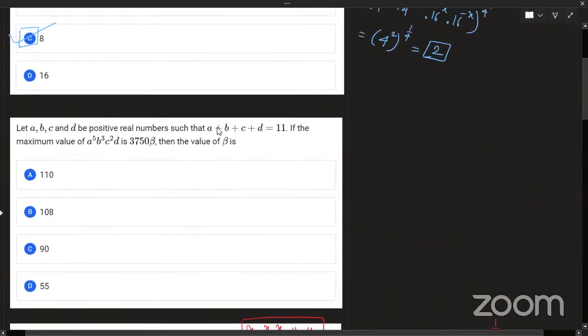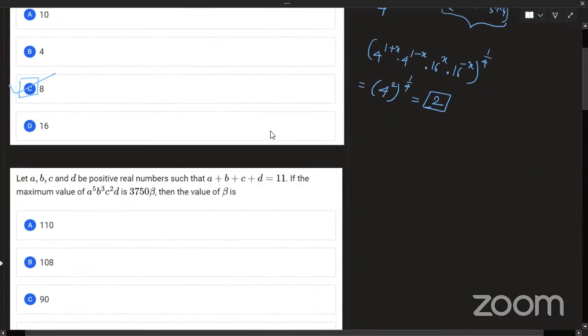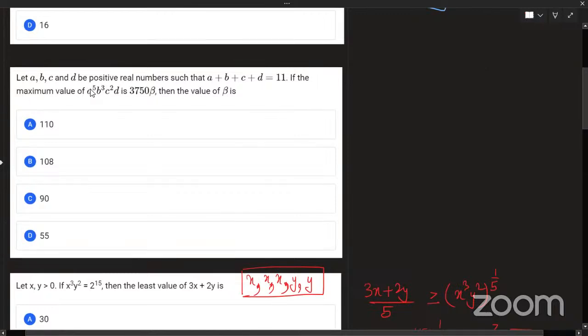The same way, a plus b plus c plus d is equal to 11. So can you tell me, I want a raised to 5, b cube, c square and d. How do we do it? What should I do now? A should be split into 5 parts. What about b? 3 parts. c should be in 2 parts. What about d? D should remain as it is.